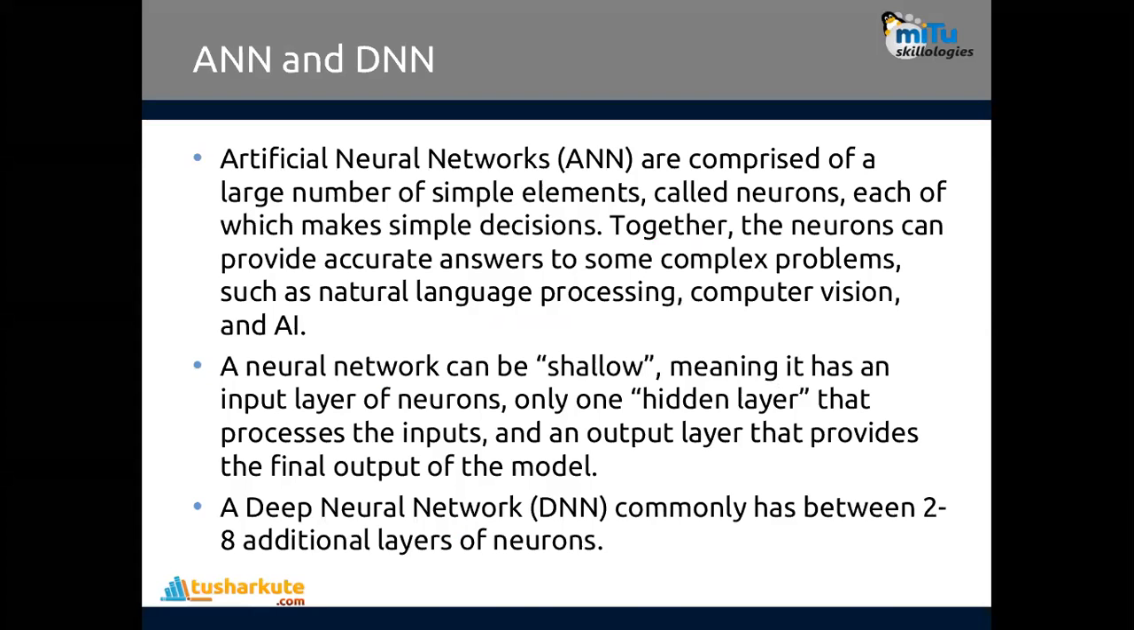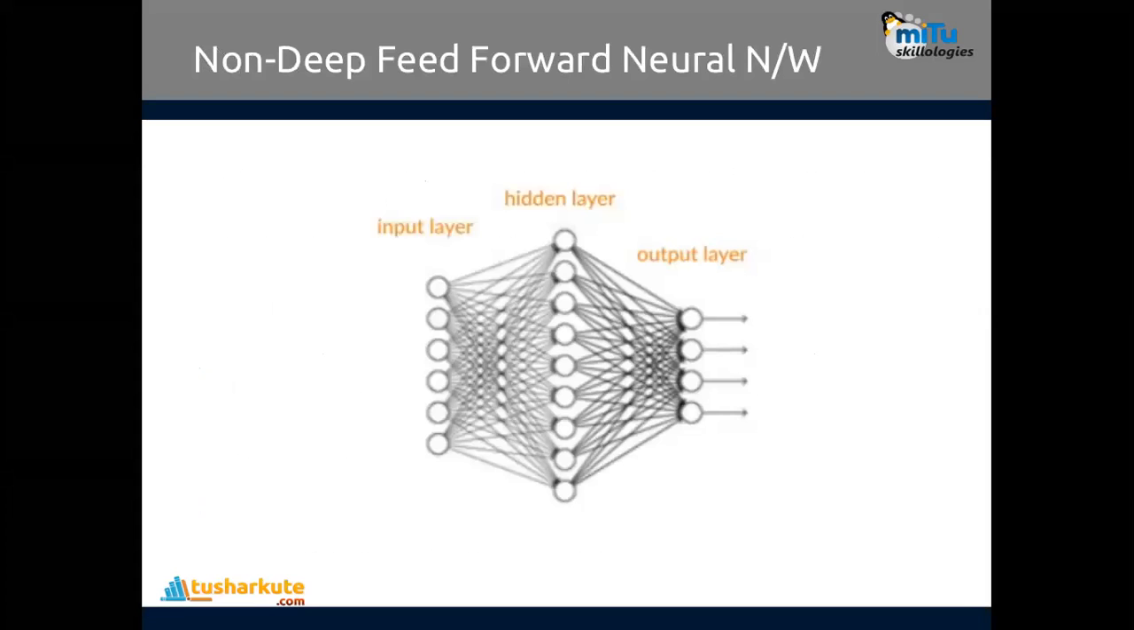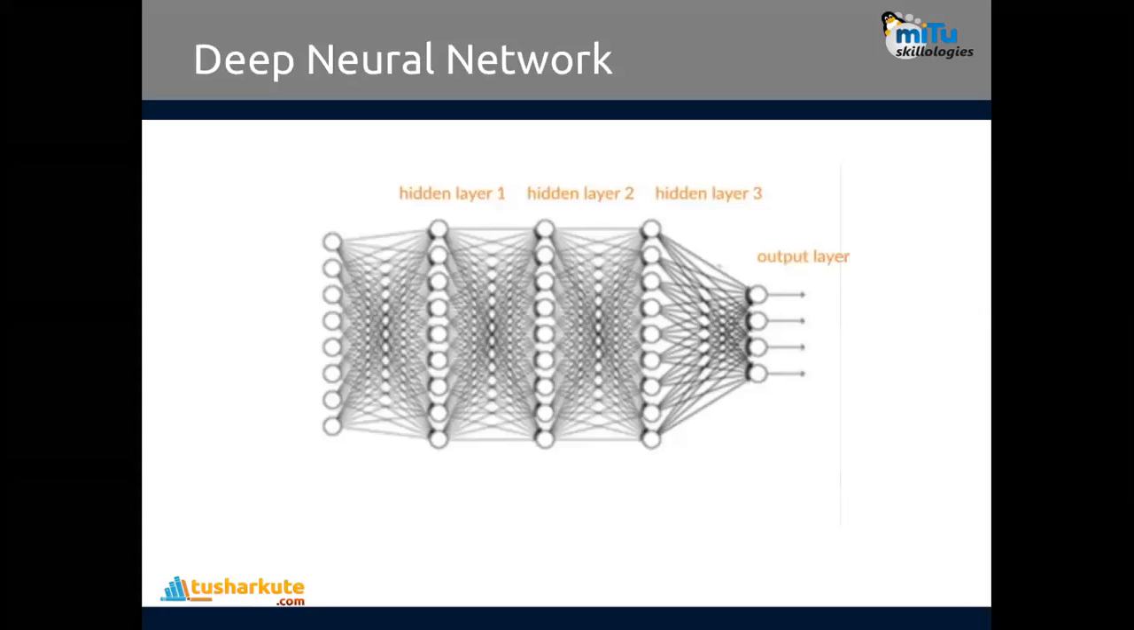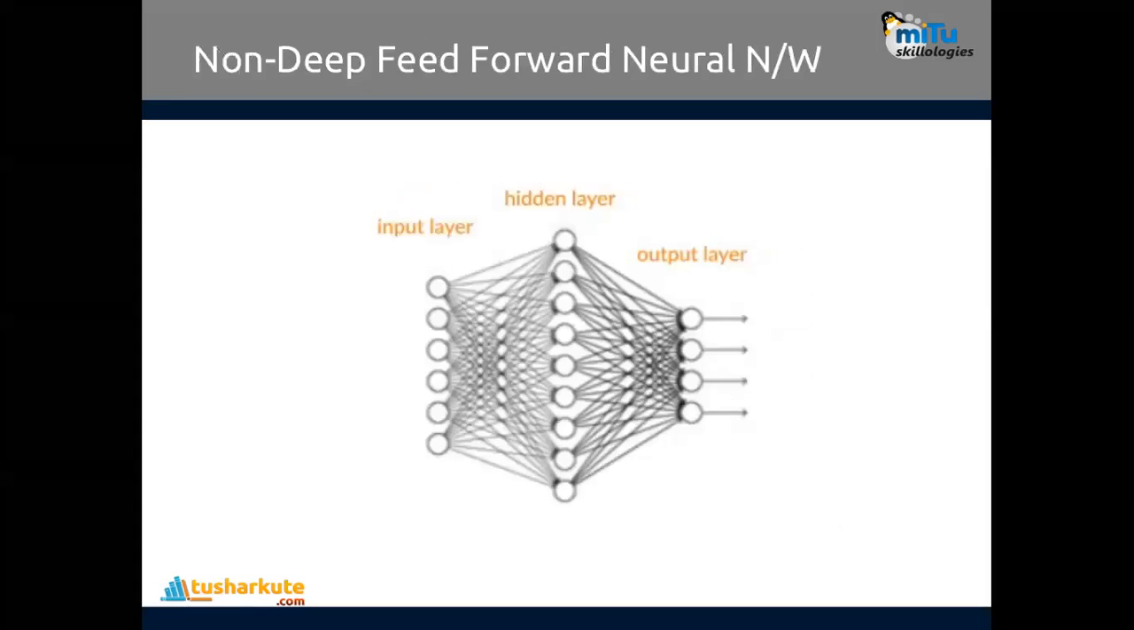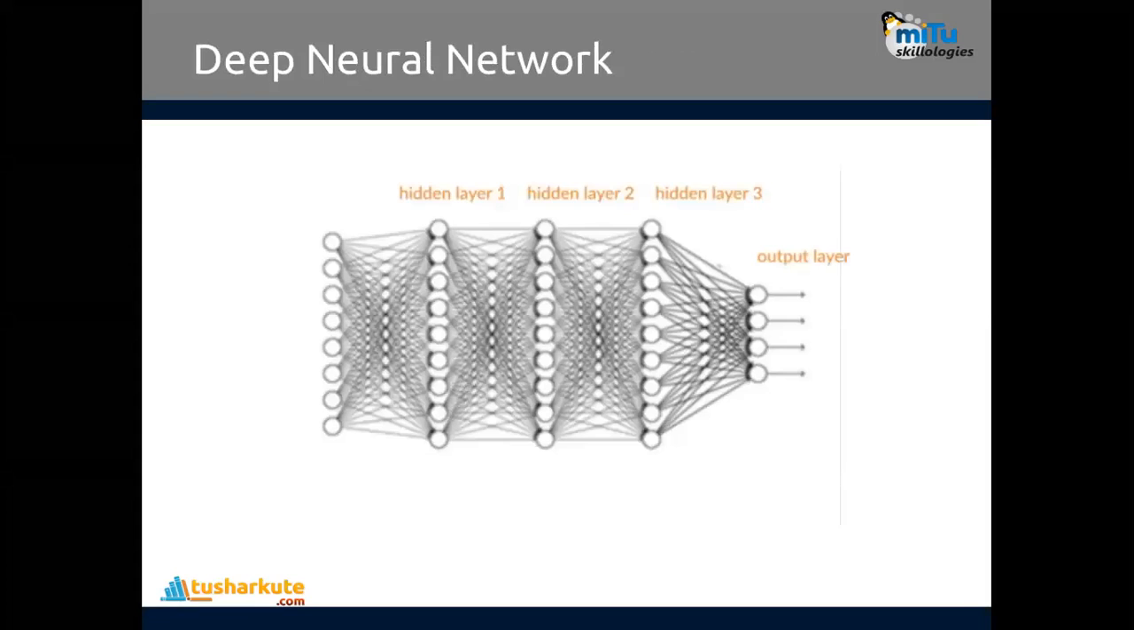Connected to that, we have another network called a deep neural network, which commonly has two or more additional layers of neurons, like this. The hidden layers have activation functions here. So this is a non-deep feed forward neural network. Check this, and the deep neural network: n number of hidden layers are there. You can just check it out. We decide how many hidden layers we want. In practice, I'll show you how to assign the hidden layers here, and based on that, the outputs will be generated.